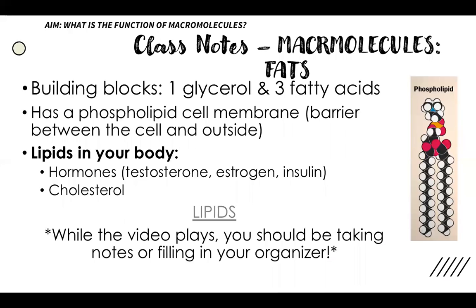Fats are made up of 1 glycerol and 3 fatty acids. They have a phospholipid cell membrane. All that means is the barrier between the cell and the outside of the cell. So it is very specific in what it allows in and out of the cell. Lipids in your body can be found within our hormones, so testosterone, estrogen, insulin, and cholesterol. And here you can now watch the video on lipids.